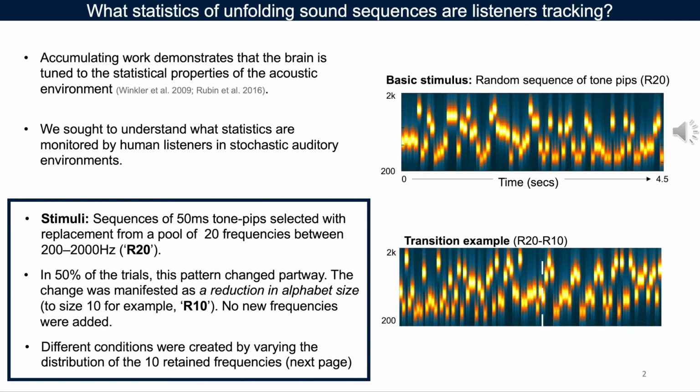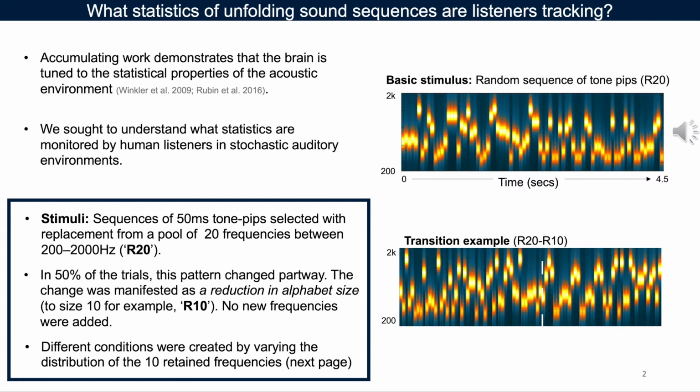This signal is useful because it strikes a balance between richness of pattern space and simplicity as required for parametric control and modeling. To investigate what statistics the listeners are tracking, we ran an experiment where in half of the trials, the random pattern changed partway. The change was manifested as a reduction in alphabet size, and listeners were instructed to press a button as quickly as possible when hearing a change.